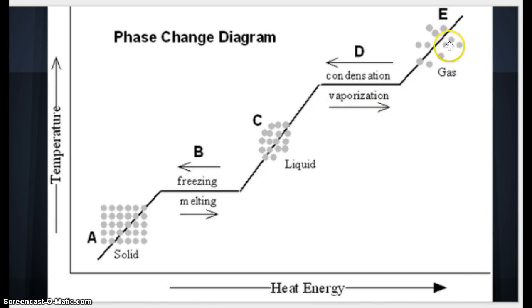And then we have a gas, where they are going really fast and really far apart. Now, here's the big difference between heat energy and temperature. What do you notice about the temperature during melting? Well, it stays the same. So you'll actually see that in real life.